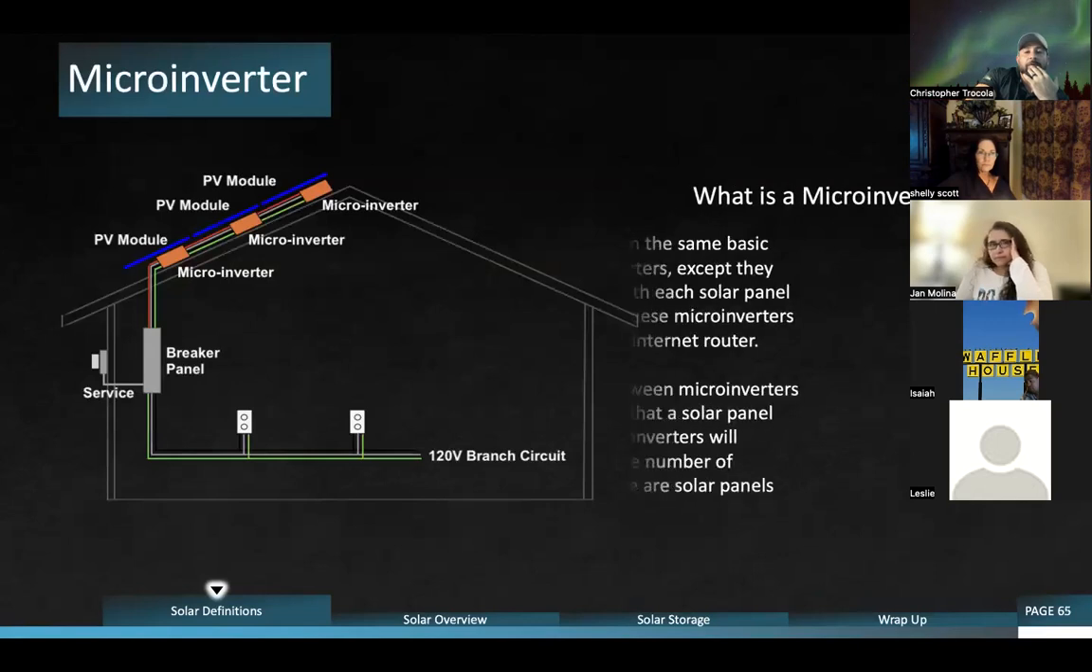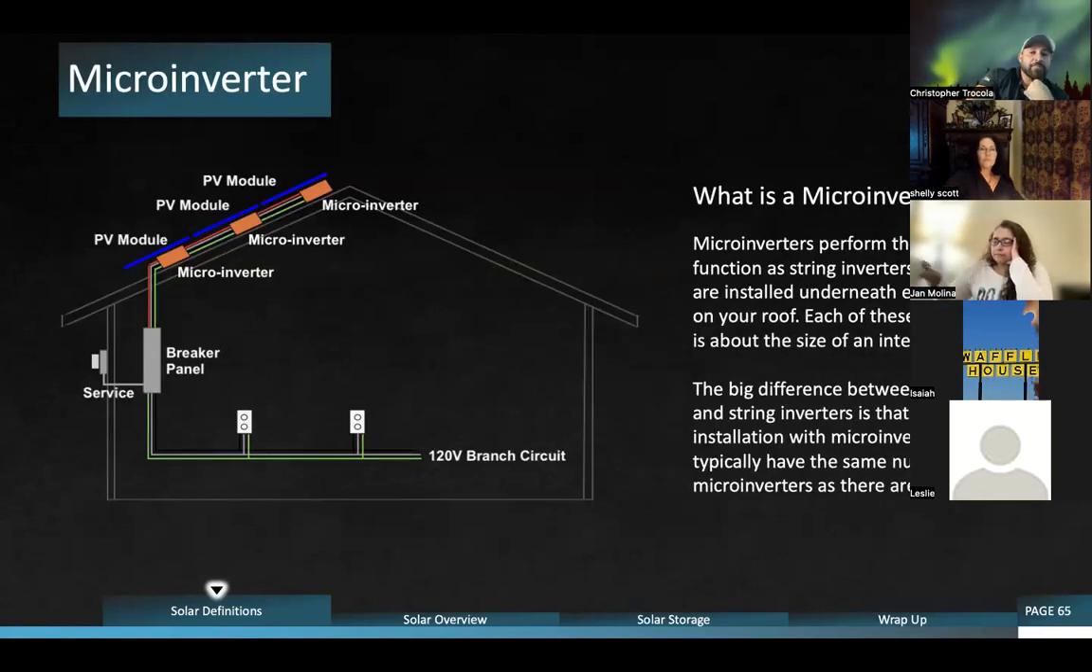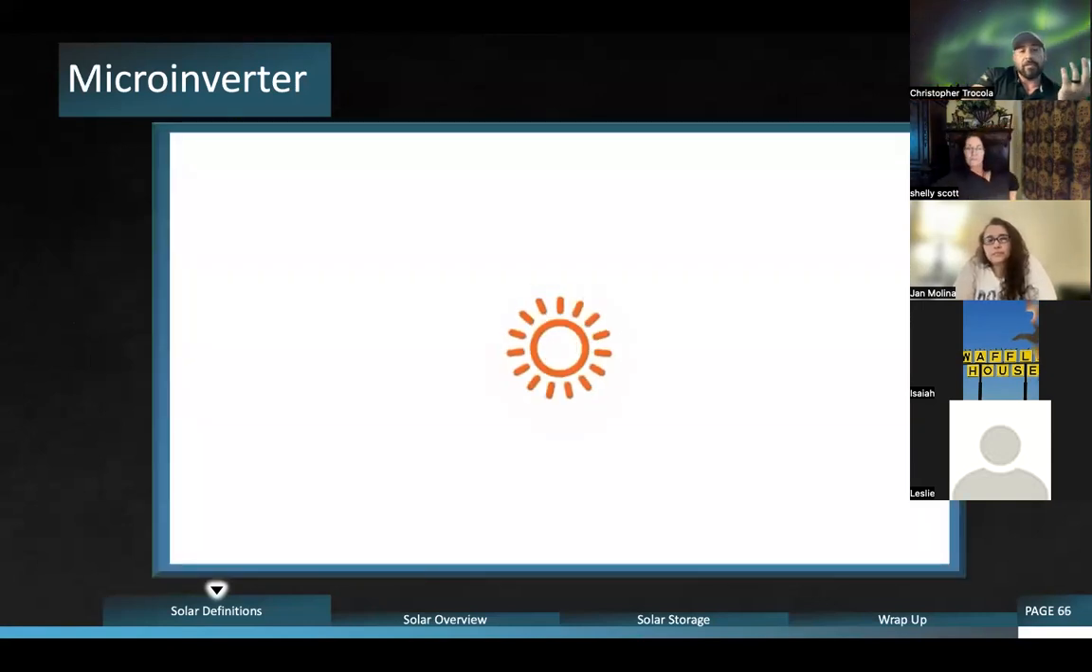Now, microinverter systems. What is a microinverter system? Microinverters perform the same basic function as a string inverter, except they're now installed underneath each of the panels on the roof. And they're about the size of an internet router. The biggest difference between the microinverters and the string inverters is a solar installation with microinverters typically has the same number of microinverters as it does solar panels. So if you have a 34 solar panel system, you have 34 microinverters mounted to the back of each one. Why is that good? Let me have Enphase tell you guys.